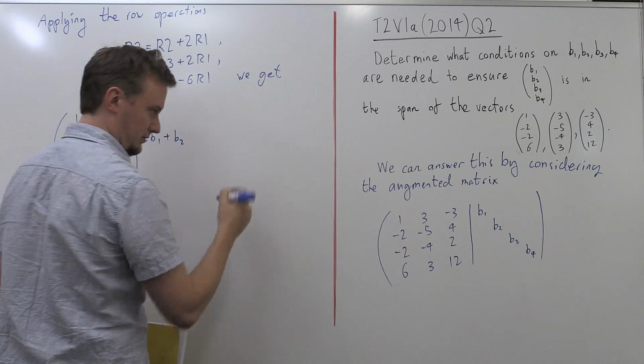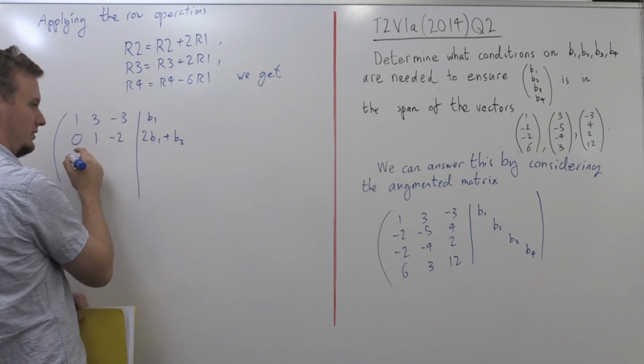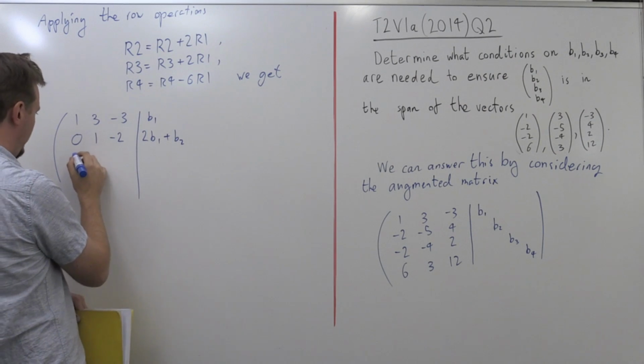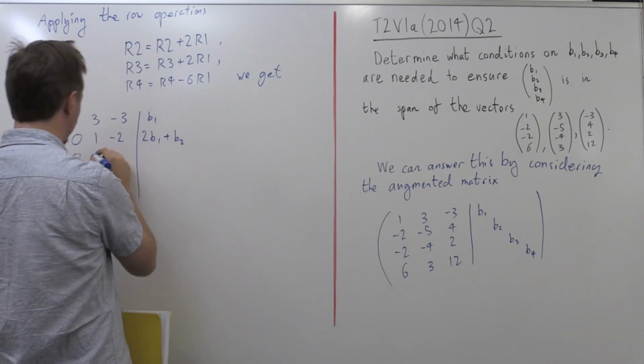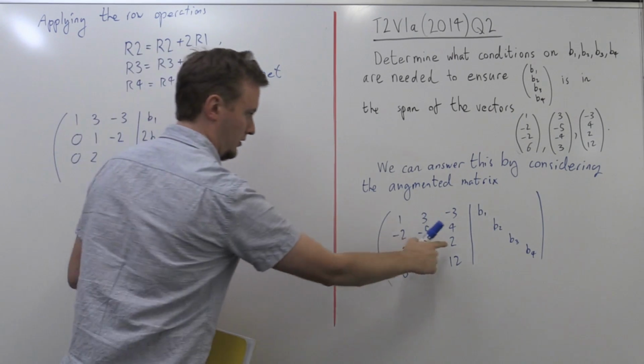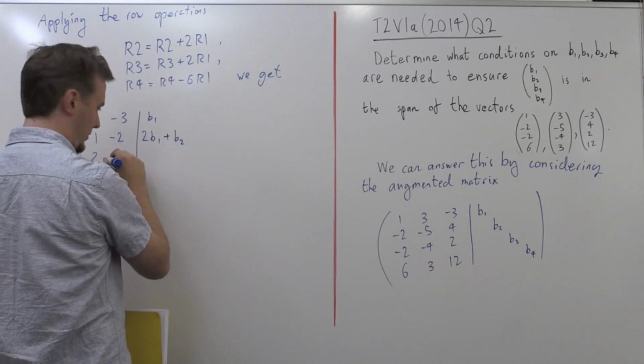Next, so almost the same sort of operation. Well, it's pretty much the same operation. Minus 2 plus 2, 0. Minus 4 plus 6 is 2. 2 minus 6 is minus 4.